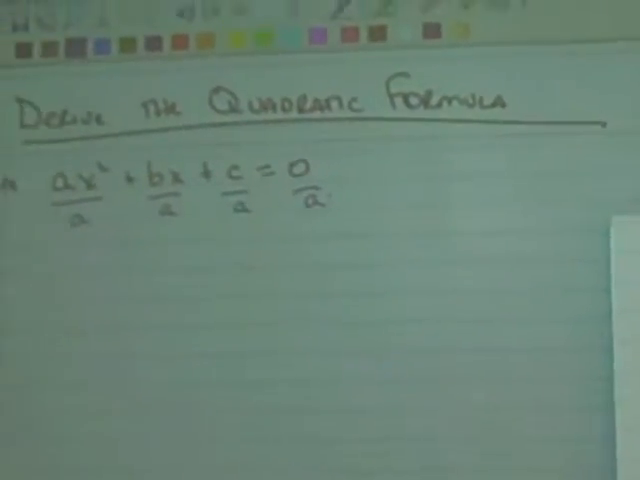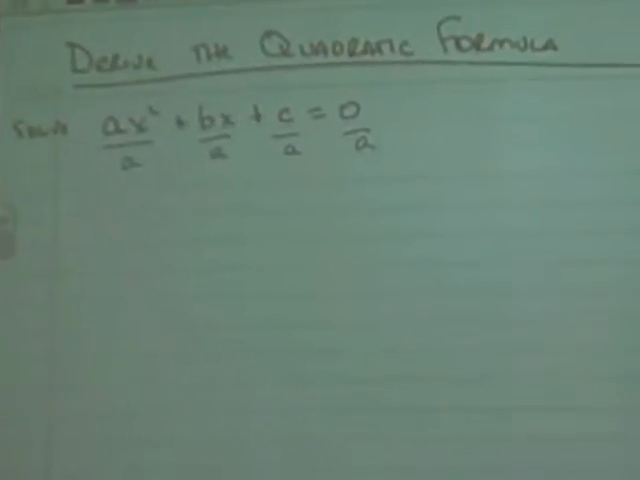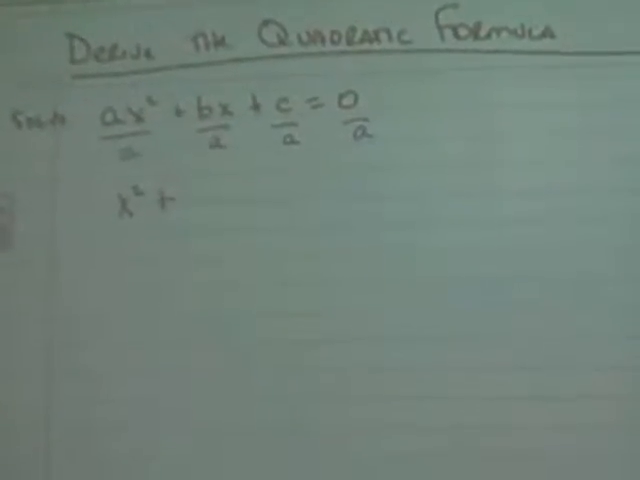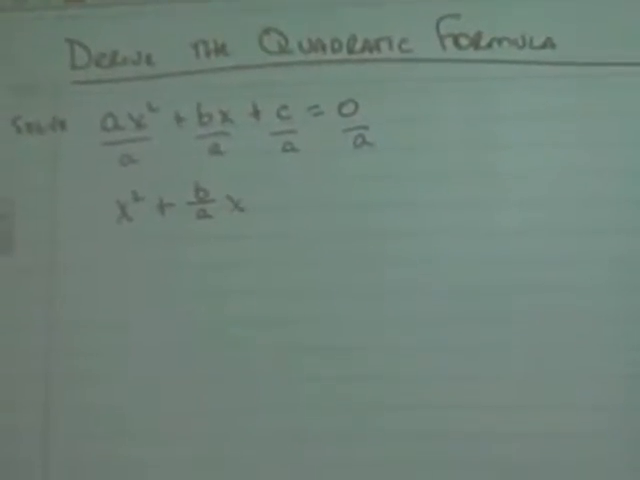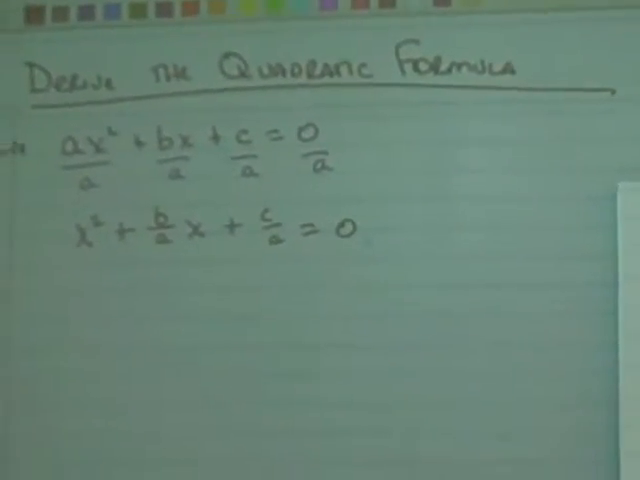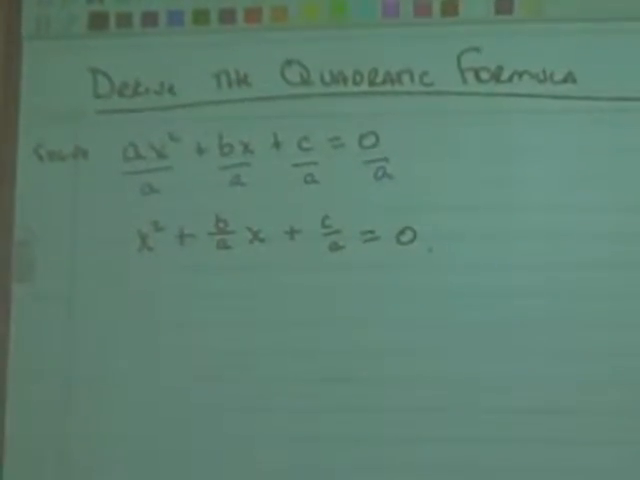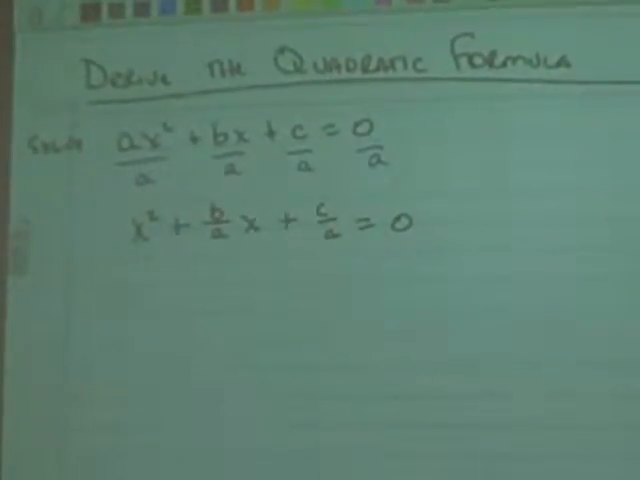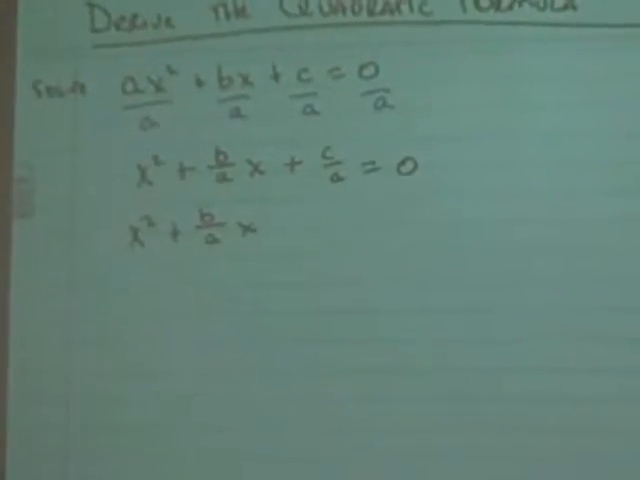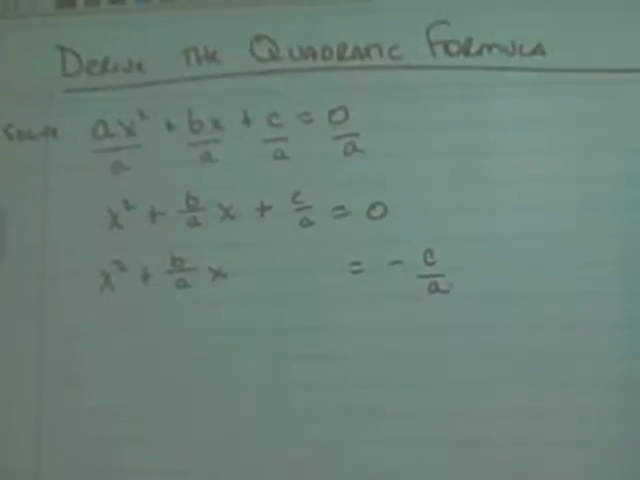Divide both sides by a. What does it leave? What's the next step? Okay, move the constant term, right? What can I do next?